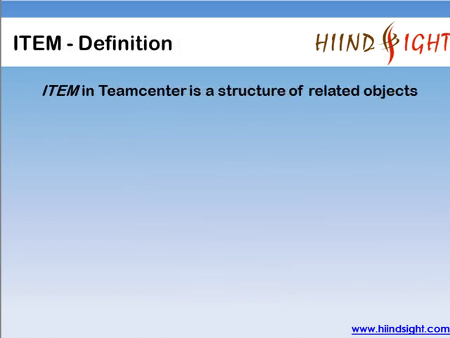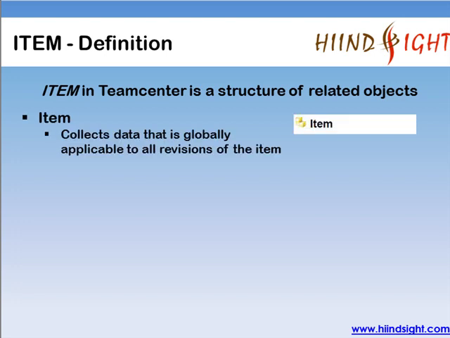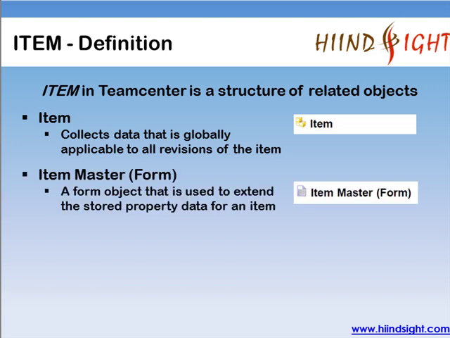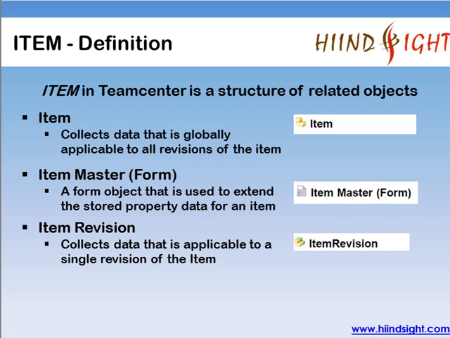The fundamental object in Teamcenter is an item. Let's understand the concepts of item. An item is linked with other data objects like revisions, datasets, and forms. An item collects data which is applicable to all associated item revisions available within that particular item. Each item has an item master form which is used to extend the definition of the item by creating more properties, and every item is associated with at least one item revision which collects data applicable to that specific revision.